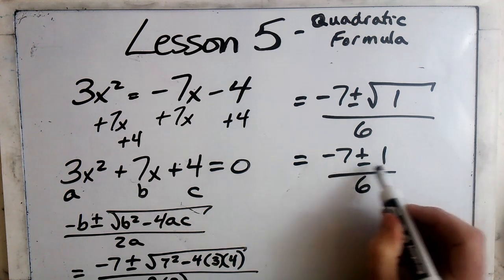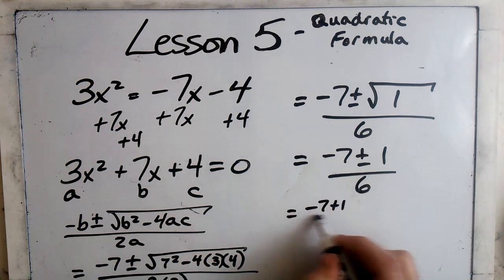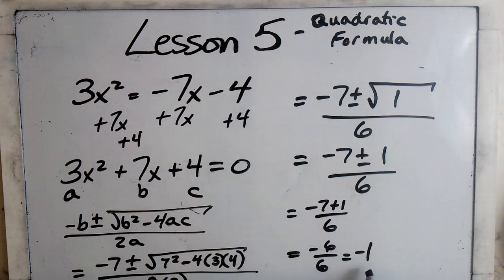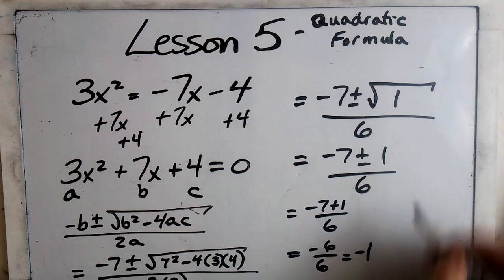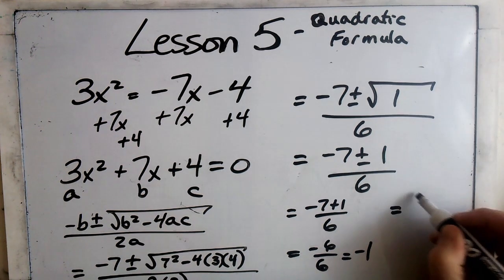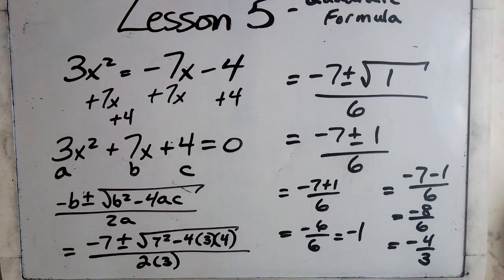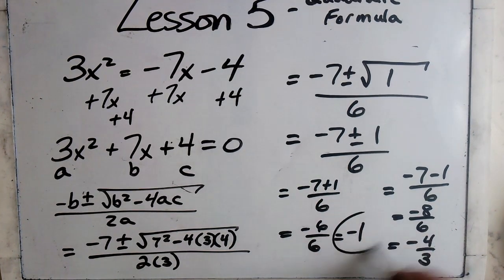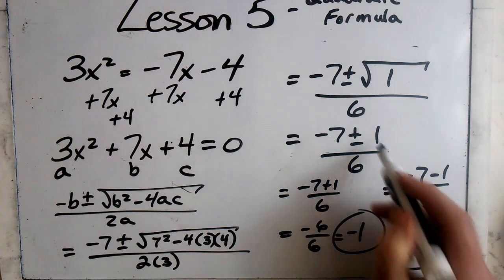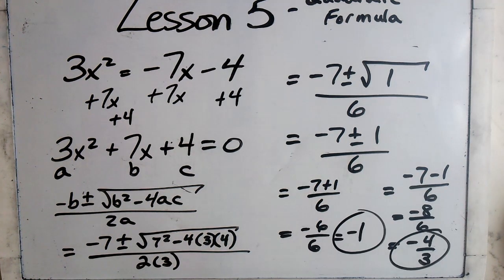So I'm going to do the plus first. And I get my first solution, -1. If I do the other one, I get my other answer. So I get my two answers because it's a perfect square.